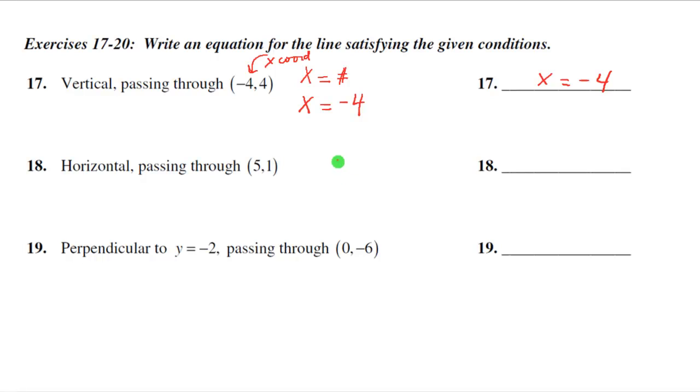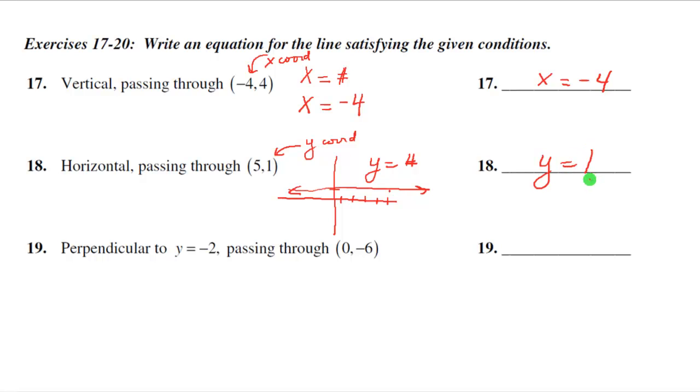Okay, now we want a horizontal line passing through the point (5, 1). I'm going to graph this so you can see it. So here's the point (5, 1). Go ahead and graph the horizontal line. Well, this looks familiar because we had it above. All of these points have y-coordinate equal to 1. And notice also our point has y-coordinate equal to 1. So the equation of a horizontal line that passes through (5, 1) is y equals 1.